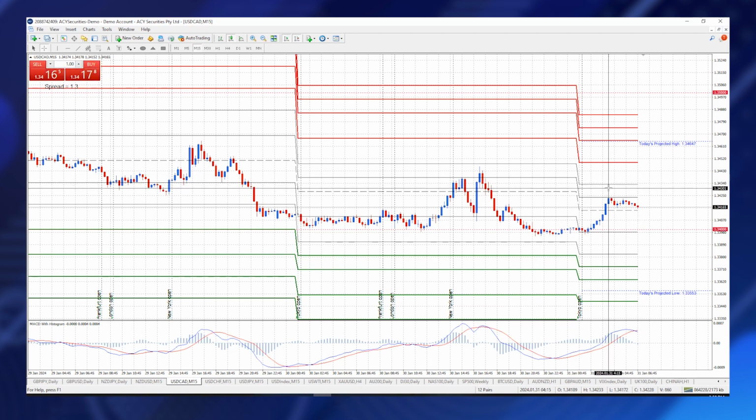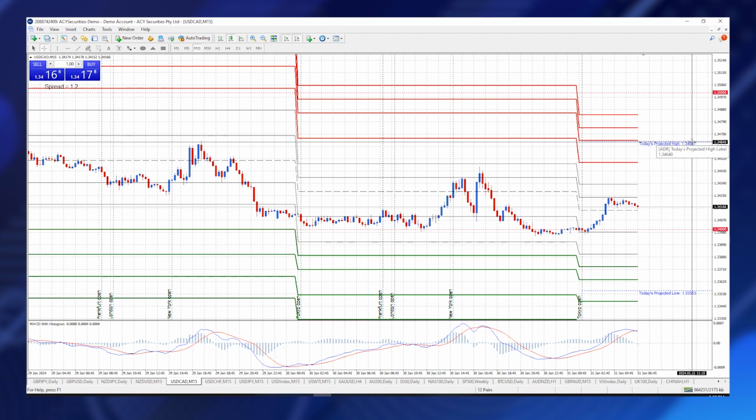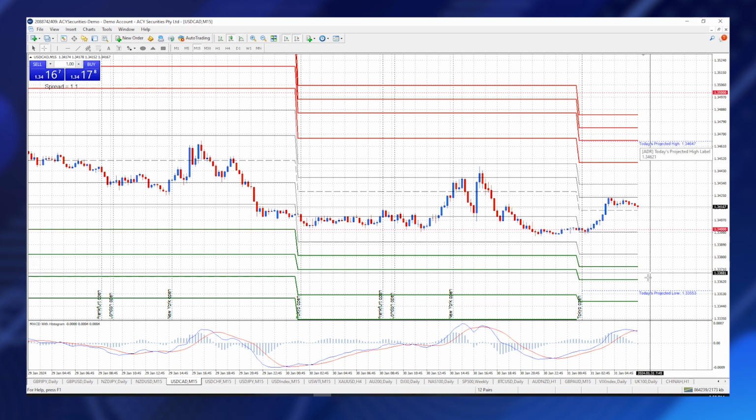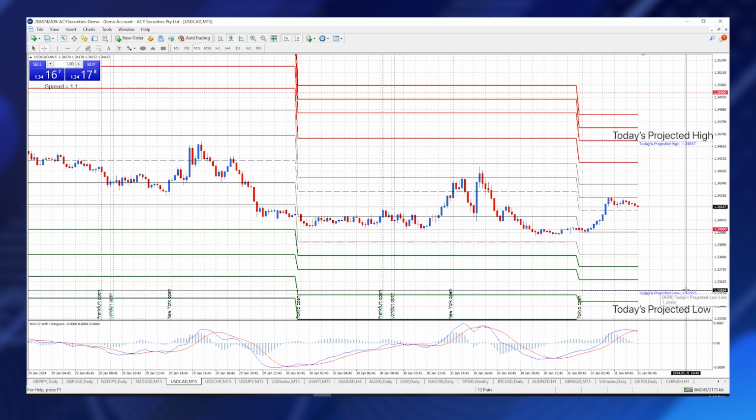Now, the other thing I'll look at here that we have on the screen is called the today's projected high indicator, and it's blue, and today's projected low as well. So these are really used as a guide.